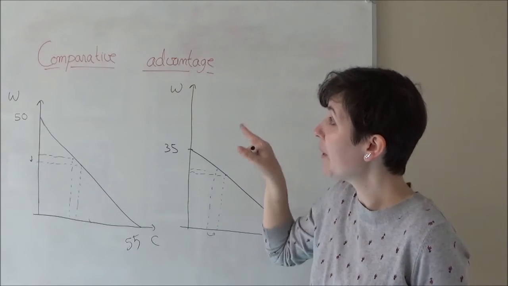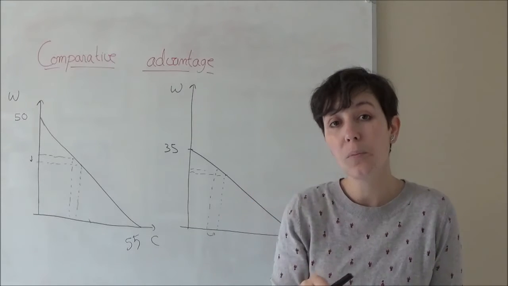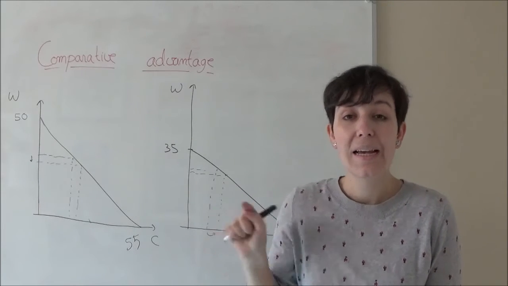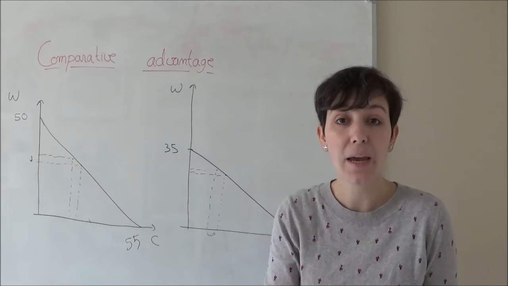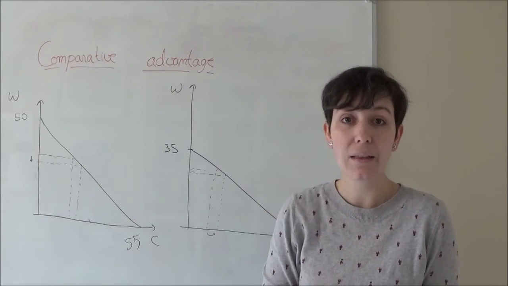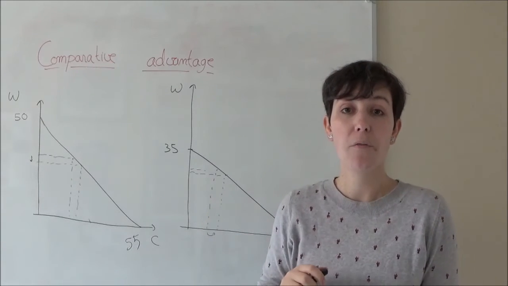So to observe a comparative advantage, we need to look for the opportunity cost. And that economy with a lower opportunity cost is the one that is going to have a comparative advantage, because it's going to be able to produce more of that thing with a lower cost in terms of giving up the production of the other good.